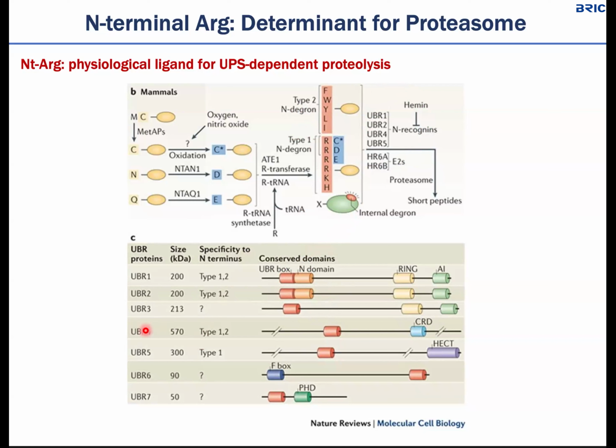Additionally, these so-called UBR recognins were found to be also canonical and non-canonical E3 ligases containing the RING domain for UBR1, 2, and 3, or the HECT domain for UBR5. Thus, these UBR recognins/E3 ligases simultaneously recognize N-degrons via the UBR box or N domain, and also subsequently ubiquitinate them for proteasomal degradation. In this sense, the N-terminal arginine is a proteasomal N-degron.